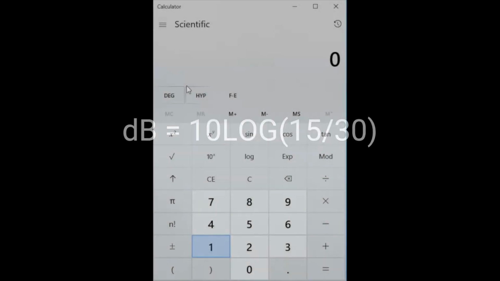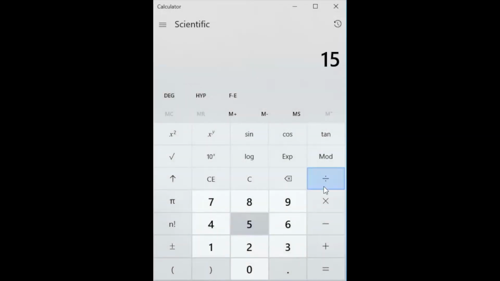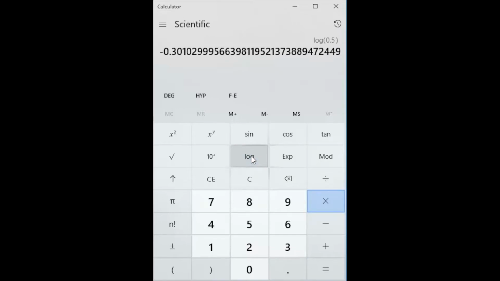Perform the calculation right to left. 15 divided by 30 is 0.5. On the calculator, click the log button to calculate the logarithm of 0.5, resulting in negative 0.301. Now multiply this number by 10, then round off to the nearest whole number. This formula reveals that cutting the power in half causes a change of -3 decibels.